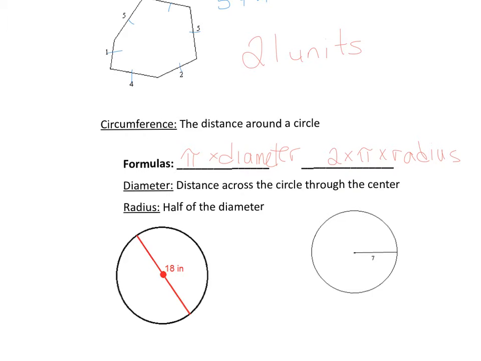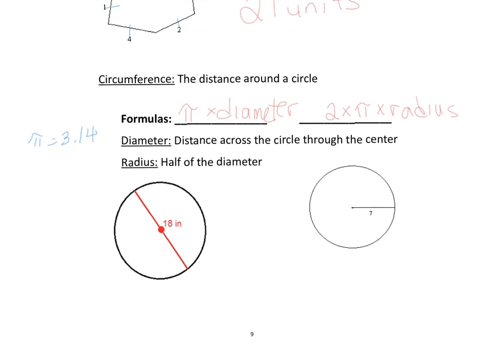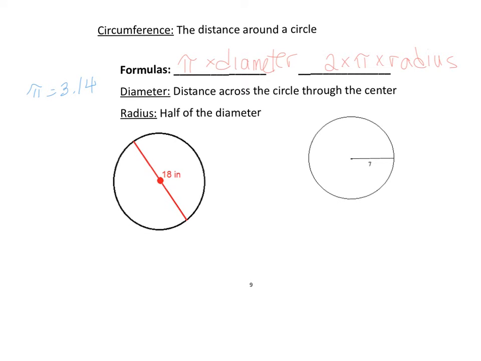So things to note are that pi is going to be 3.14 unless you're told otherwise. Diameter is all the way across the circle, going through the center of the circle, and radius is half of the diameter. So my recommendation is learn one of these. You have to know one of them at least, because if you can figure out how to get between a radius and a diameter, then all you have to know is one of the formulas. Or you can memorize both, your choice.